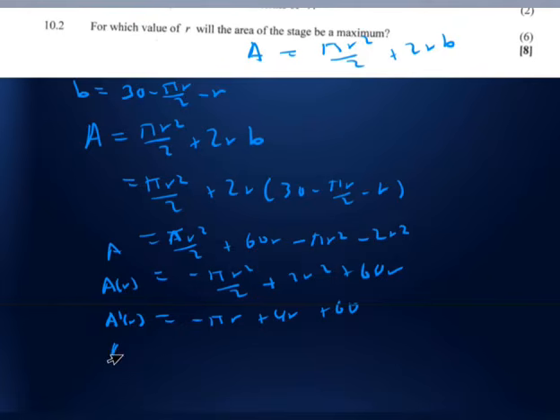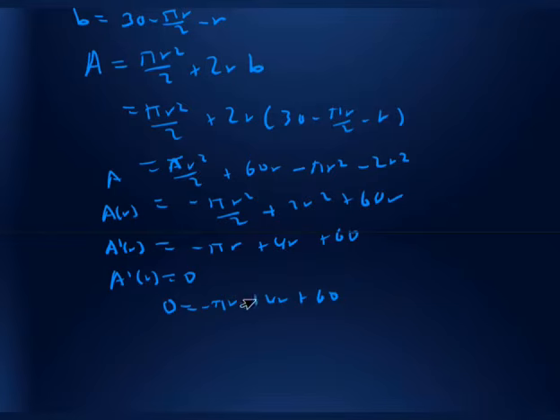So now we set the first derivative equal to 0. So 0 is equal to minus pi r plus 4r plus 60. All right, great. So we can group this, right? Let me take this to the other side of the equation first. This is going to be minus pi r plus 4r. So we can factorize so that r can become the subject of the formula.